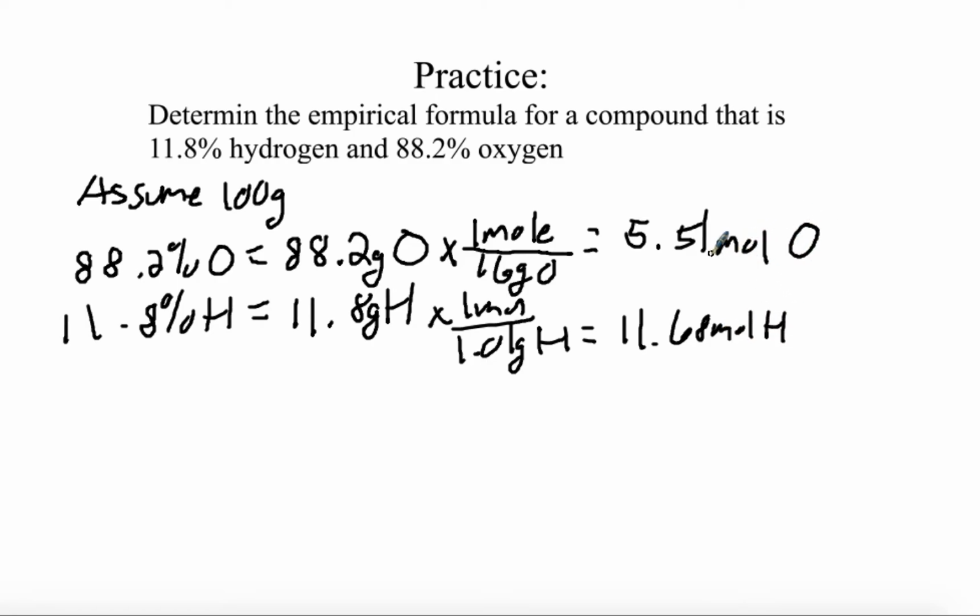Okay, so now I know how many moles I have. Even though I had 88 grams of oxygen, I still have many more moles of hydrogen, because the mass really makes a difference. Now I know how many moles of each element I have relative to one another, so I'm going to take the ratio. I'm going to take the smallest number between the two, 5.51, and divide both by it to get a ratio.